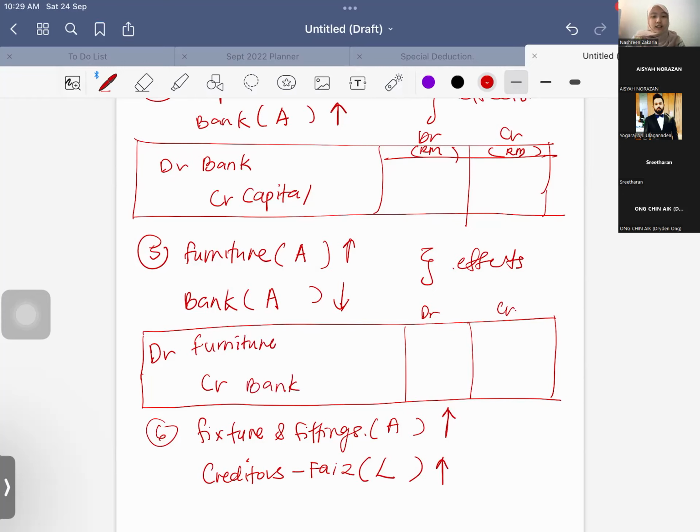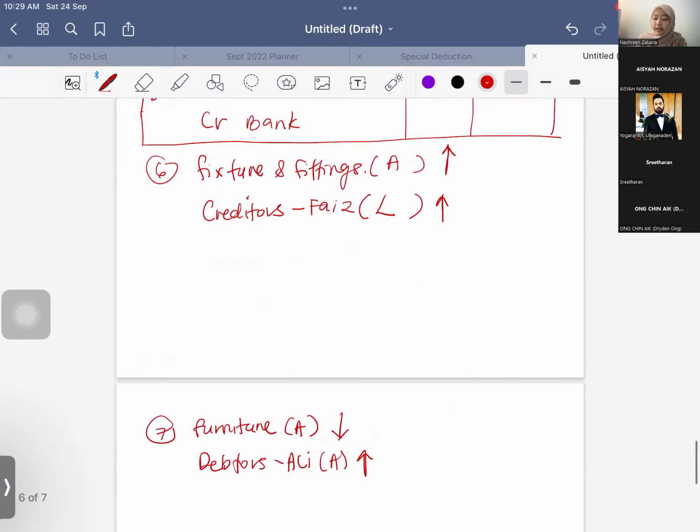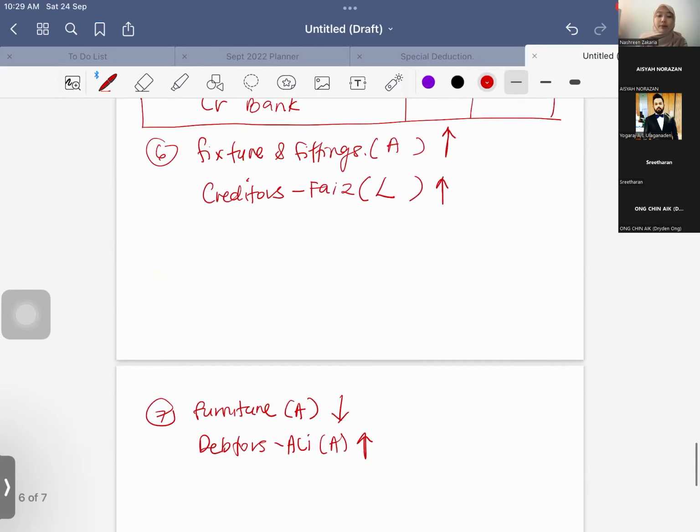Betul. Thank you, Yoga. Because both are asset. When it's increased, yeah, debit lah. When it's decreasing, it will credit. Okay, last lah. Nombor 6 ke? Oh, tak payah. Kita habiskan 7.